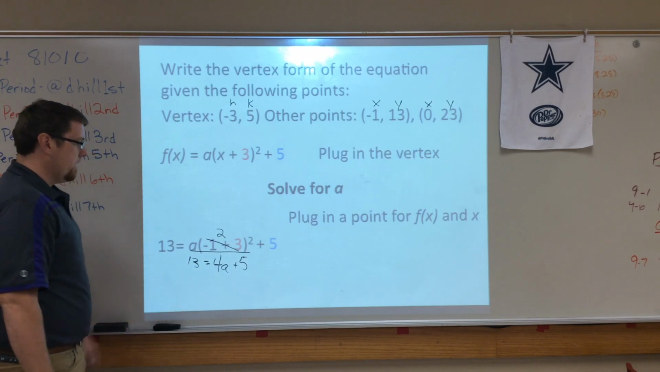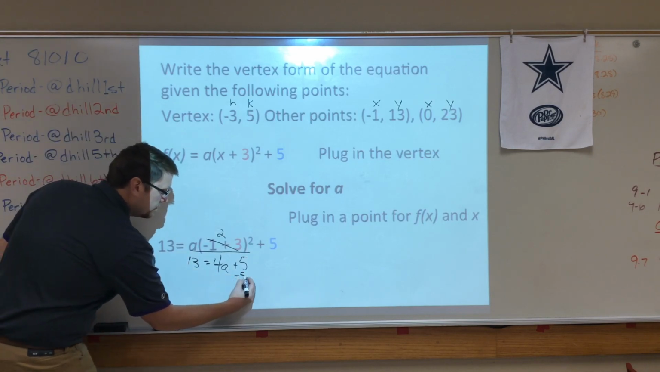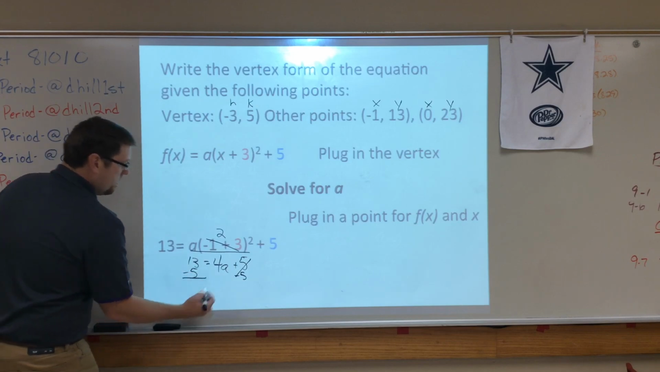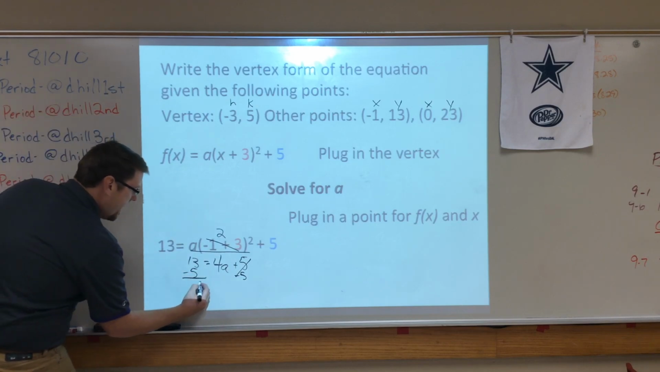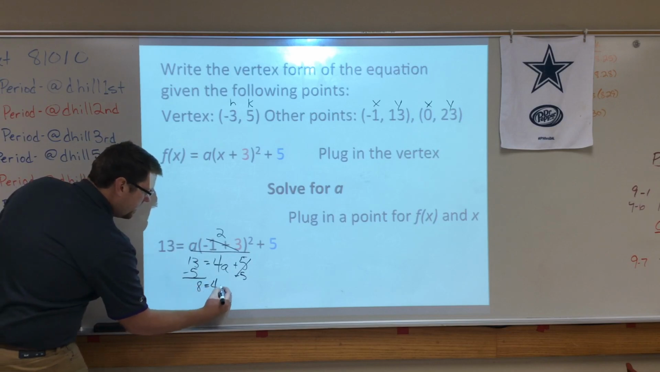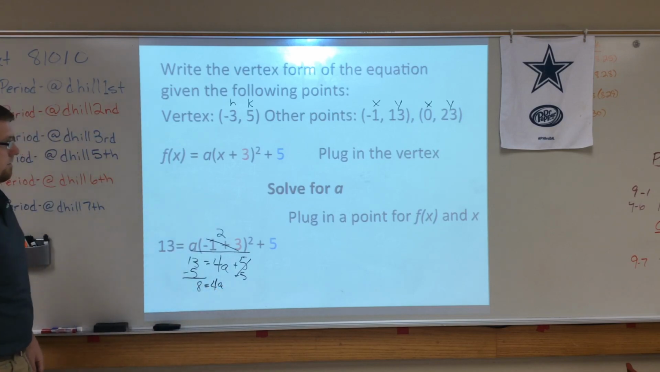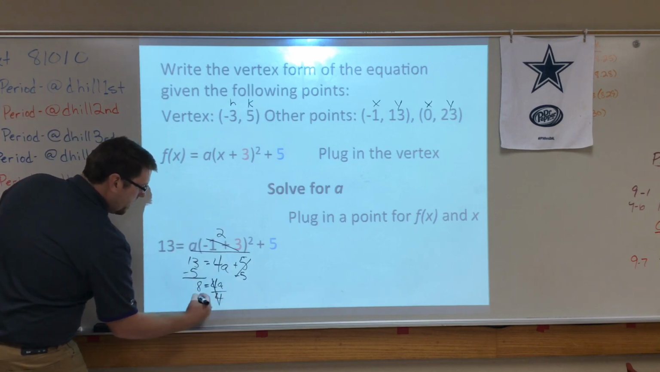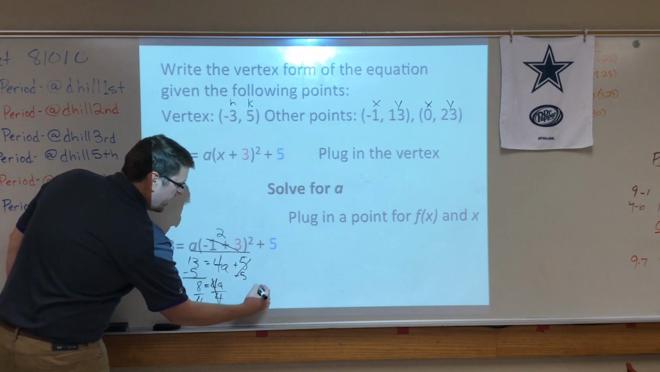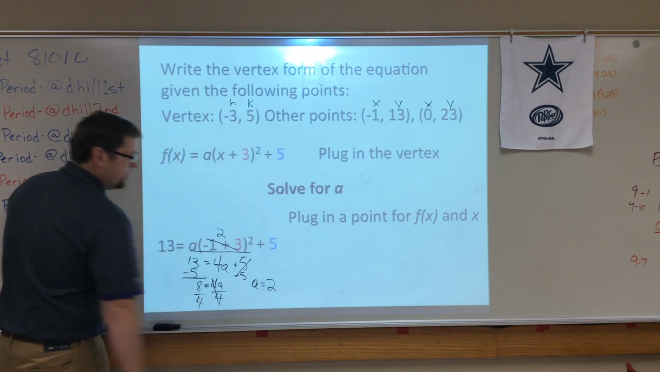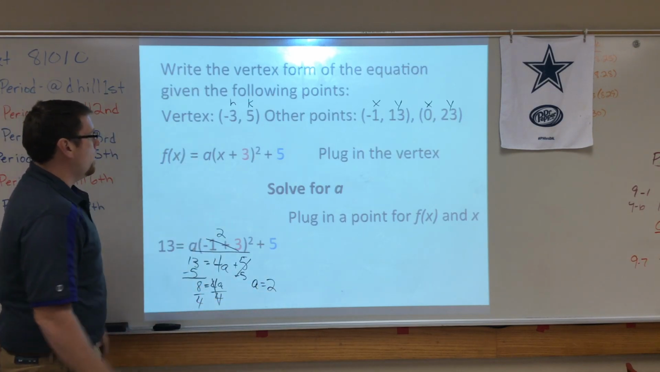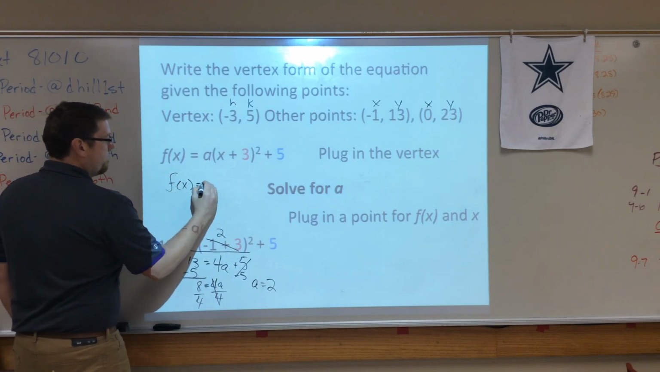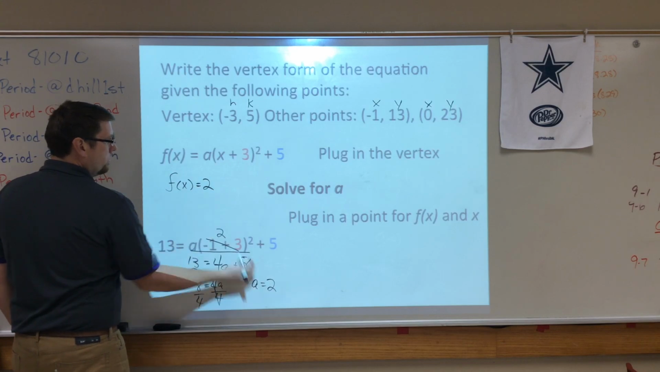Now we've only got 2 steps left to solve for a. I subtract 5 from both sides. 13 minus 5 is 8, and I see that 8 equals 4a. Last step is to divide by 4, and then a will be by itself, and I see that a equals 2. And that's the only thing I'm missing from my equation, so the only thing left to do is plug it in. f of x equals 2.